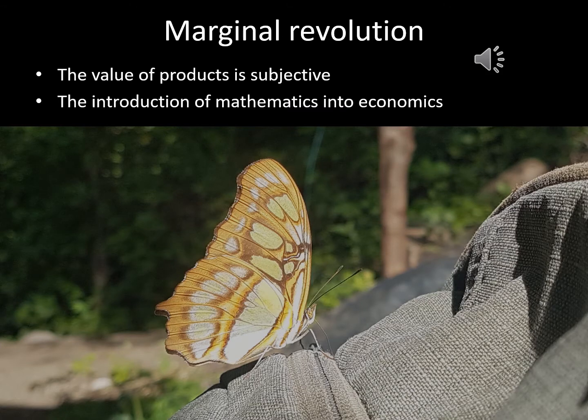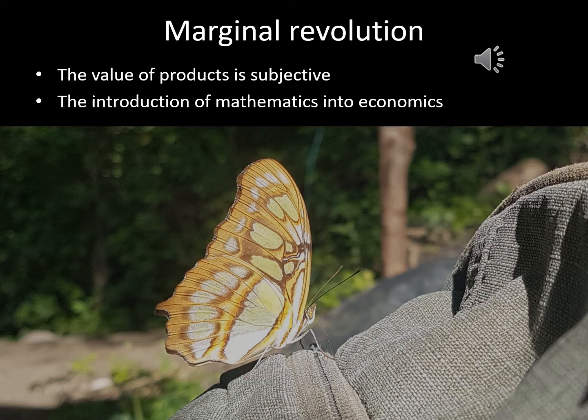The first neoclassical economists differed in two important aspects from their classical predecessors. First, exchange value was no longer thought to be the embodied labor, but subjective. Beauty, or value, lies in the eye of the beholder. And second, the neoclassical economists introduced mathematics into economics, and with this the thinking in marginal changes.